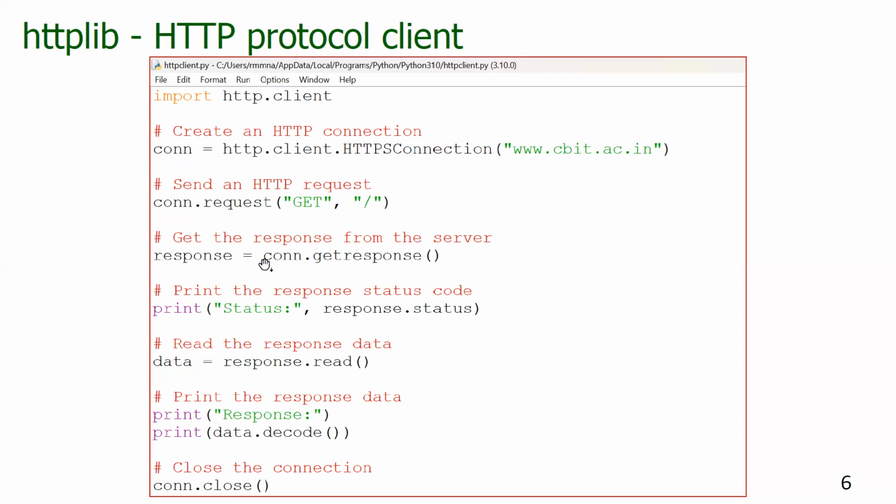So this is the program which shows the usage of httplib. The renamed library is http.client. Whenever you run this program, let us see live what output we will get here.